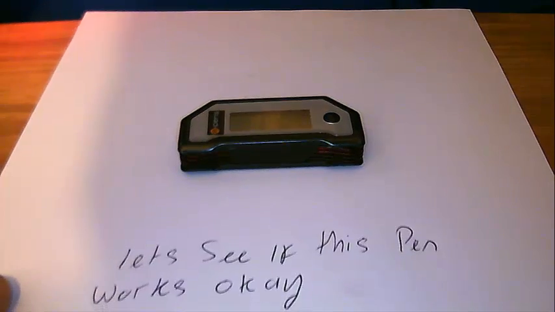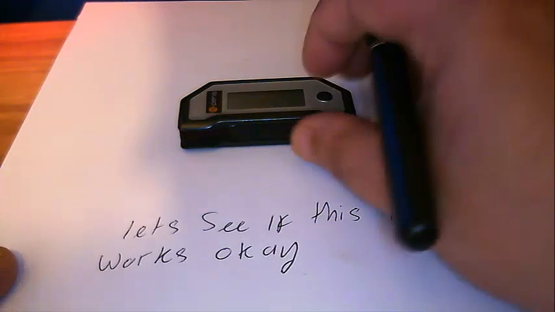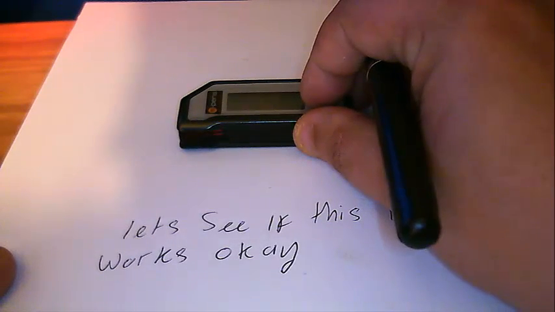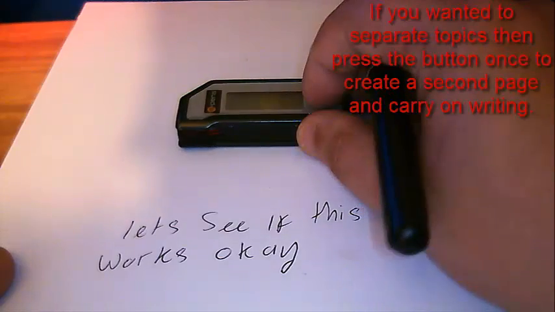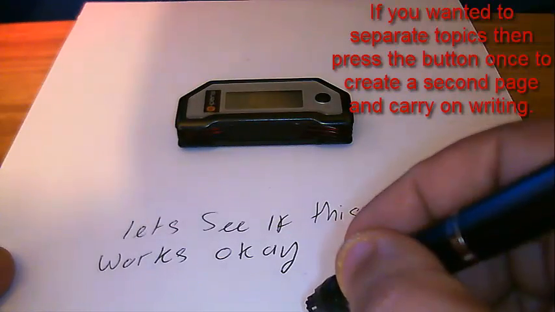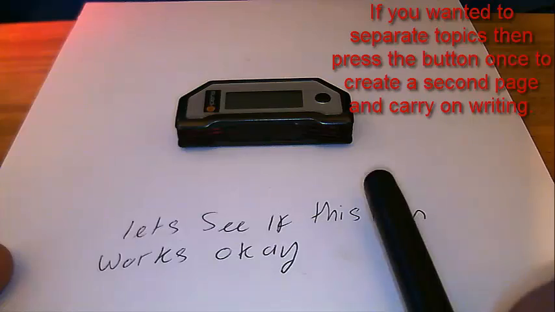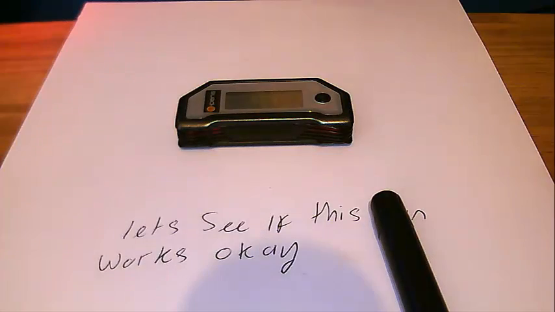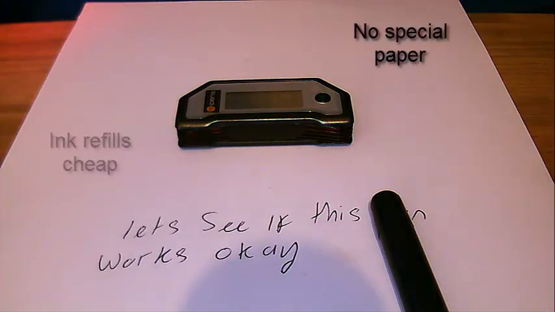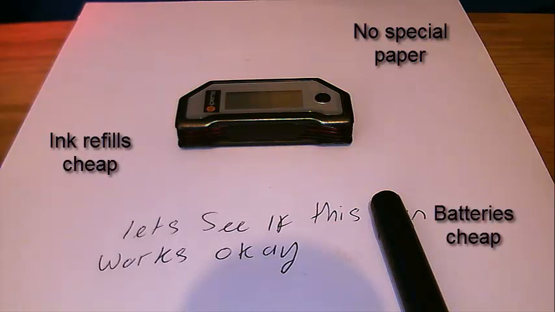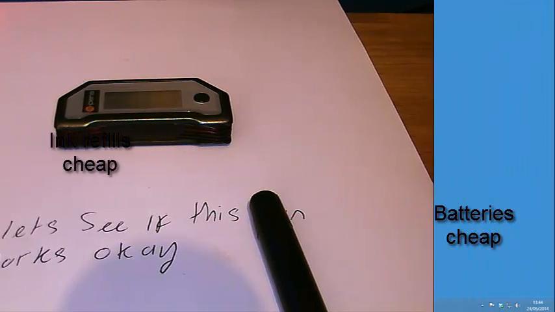Okay, so it's not the best handwriting in the world, so if it can pick up my handwriting, it should pick up most people's handwriting. If you wanted another page, click that button quickly once and that creates a second page so you can separate your topics and your ideas if you need to. And there's your ePen, and that's how simple. Next thing I'm doing in the next tutorial is connect that to the PC and see if we can use the software.